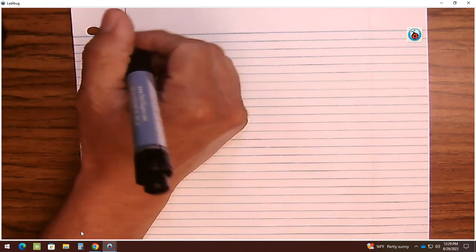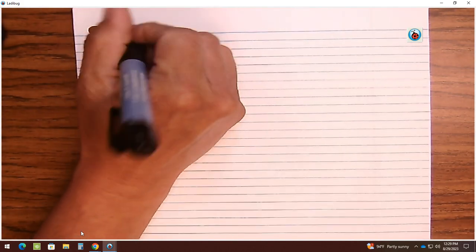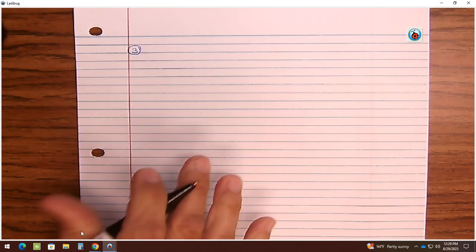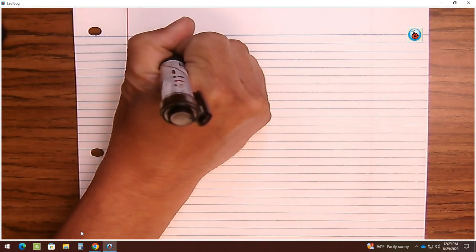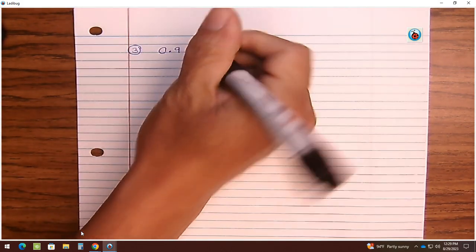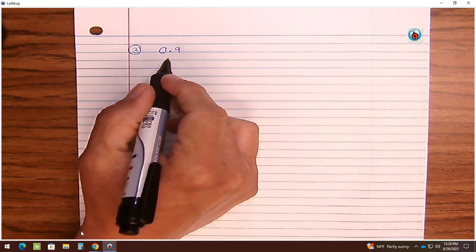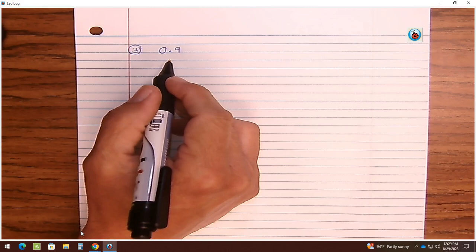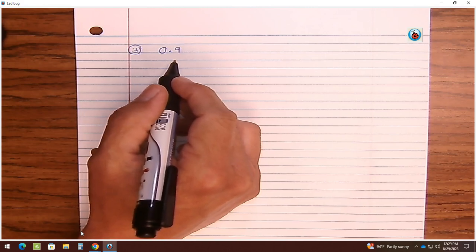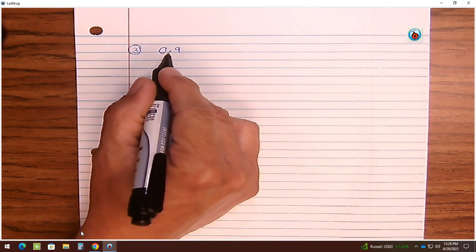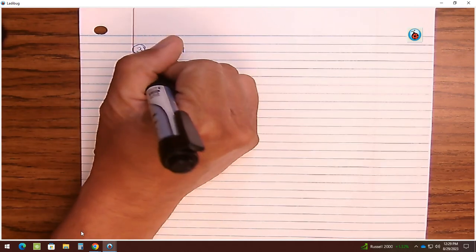So number 3, you have the decimal 0.9, and you want to change that 0.9 to percentage. We'll start with percentage. You have 2 choices. You can multiply by 100, like I mentioned before. Percent means out of 100, or you can move the decimal twice to the right. I'm going to choose to move the decimal twice to the right.